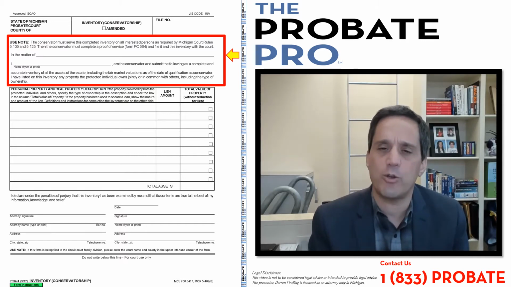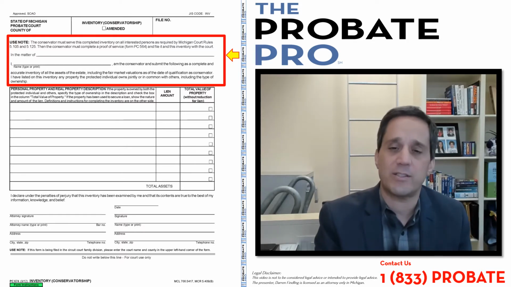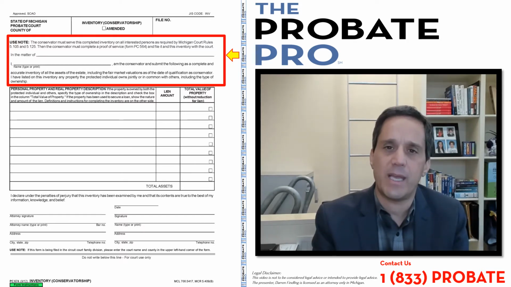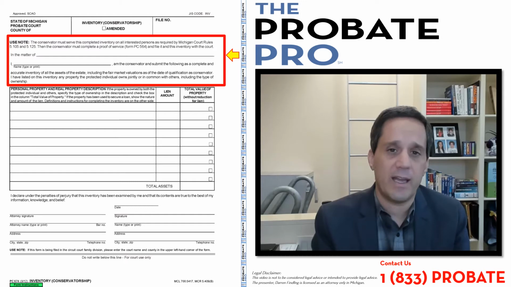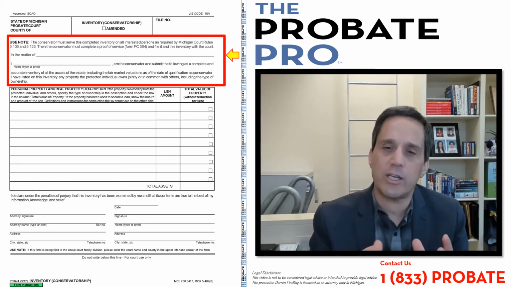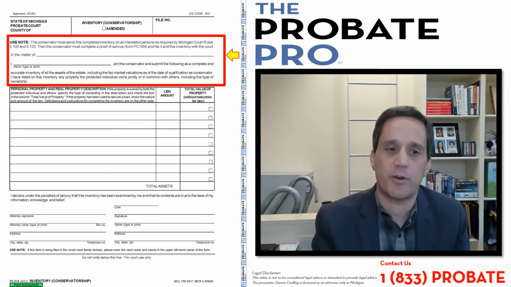So you want to get a valuation around the date you became the conservator. So a bank statement that identifies or corresponds to the date you became the conservator, maybe a state equalized value based on the date you became the conservator, and so on. So you want to get it as close to the date you became the conservator as possible.